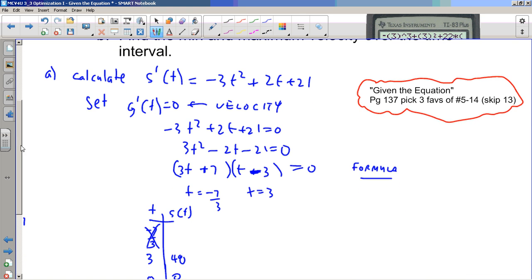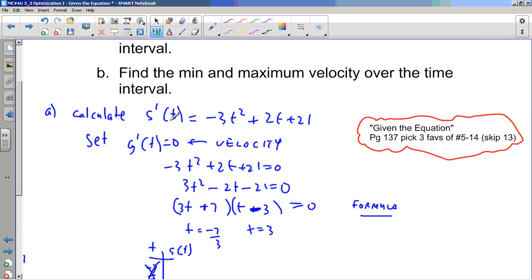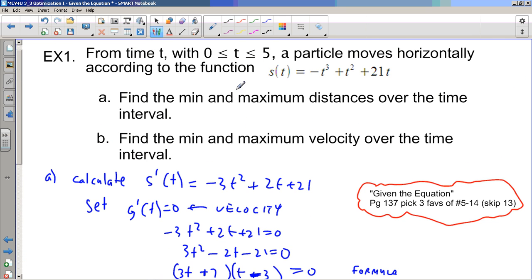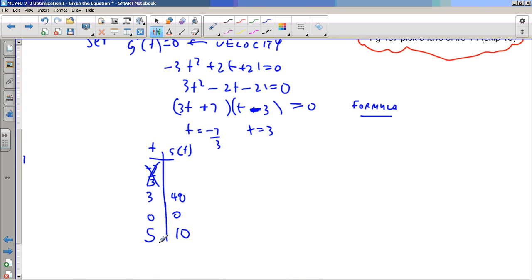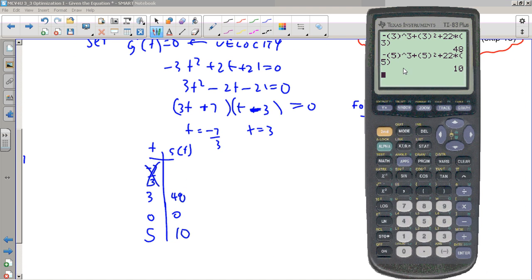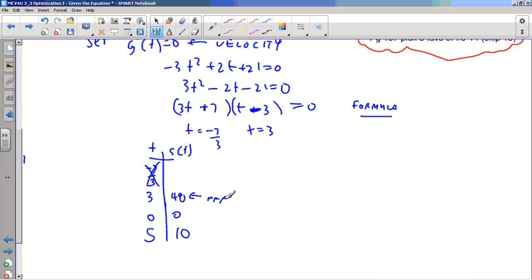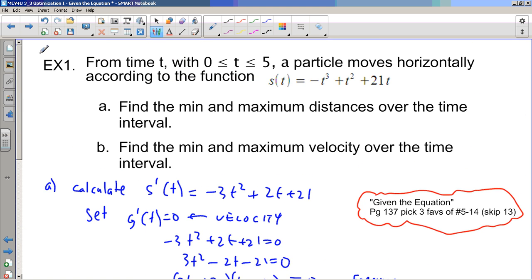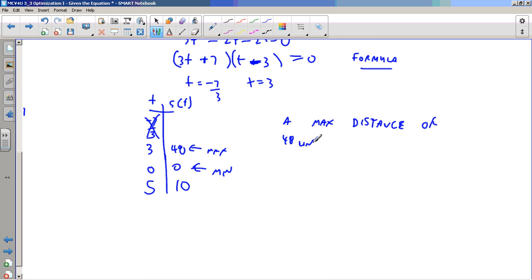So S at 3 was 48. S at 0 is easy peasy. It's just 0, right? t is 0, S is 0, starts at the origin. And then when t was 5, bang, there it is. So there's my maximum, there's my minimum. So a maximum distance of 48 meters, I think. Doesn't say units.